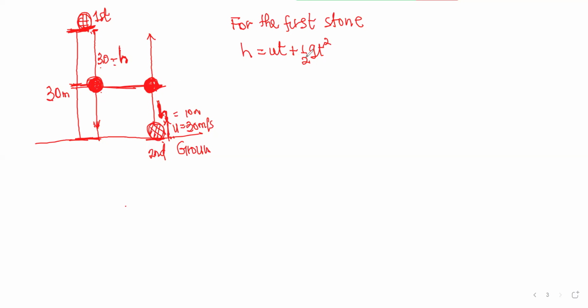All right. So for the first stone, it is free falling. And if it is free falling, then the initial velocity will be 0. So the vertical height traveled by the time they meet is 30 minus h. 30 minus h will be equal to half times g, which is 10, times t squared. So we have 30 minus h is equal to 5t squared. This is equation 1.